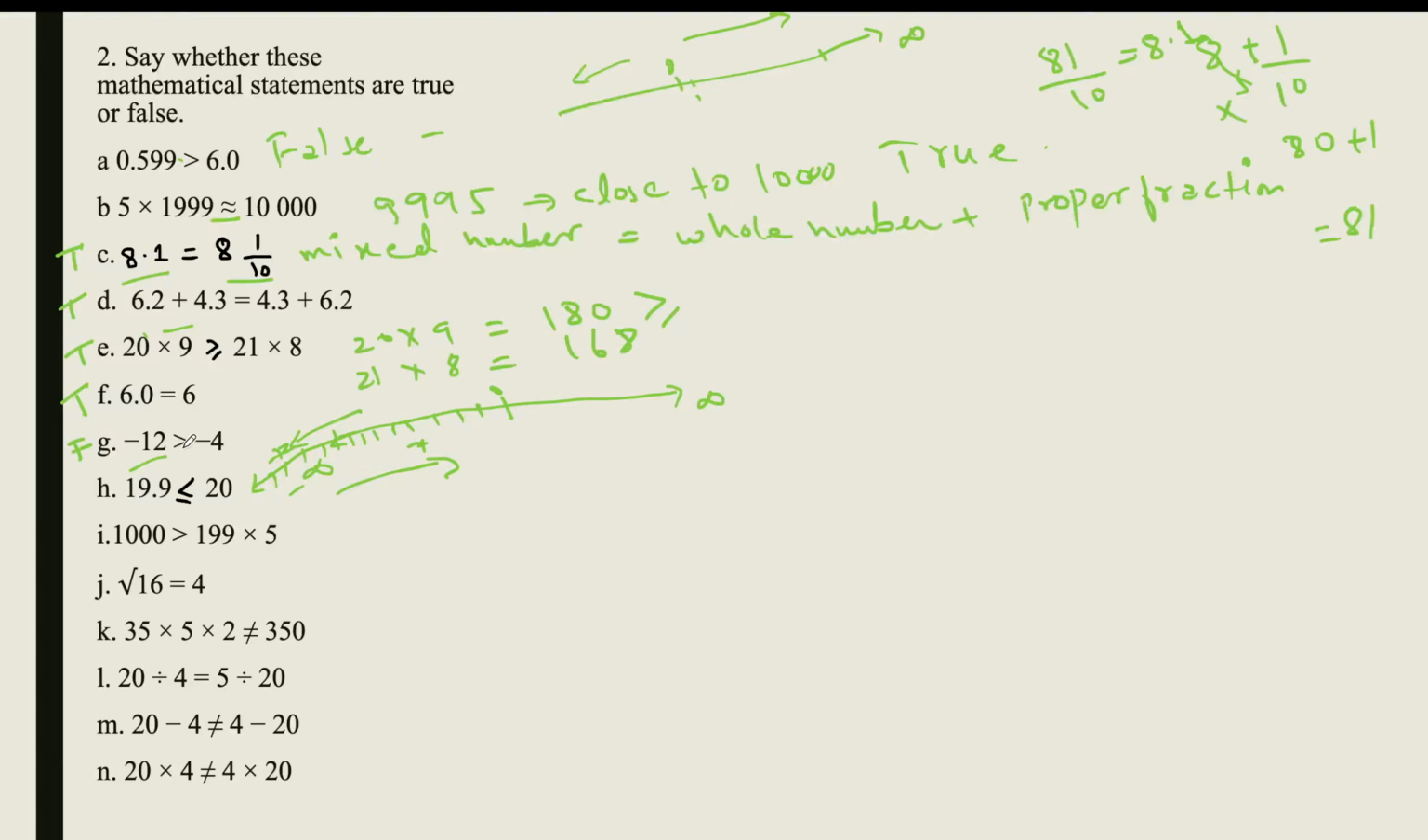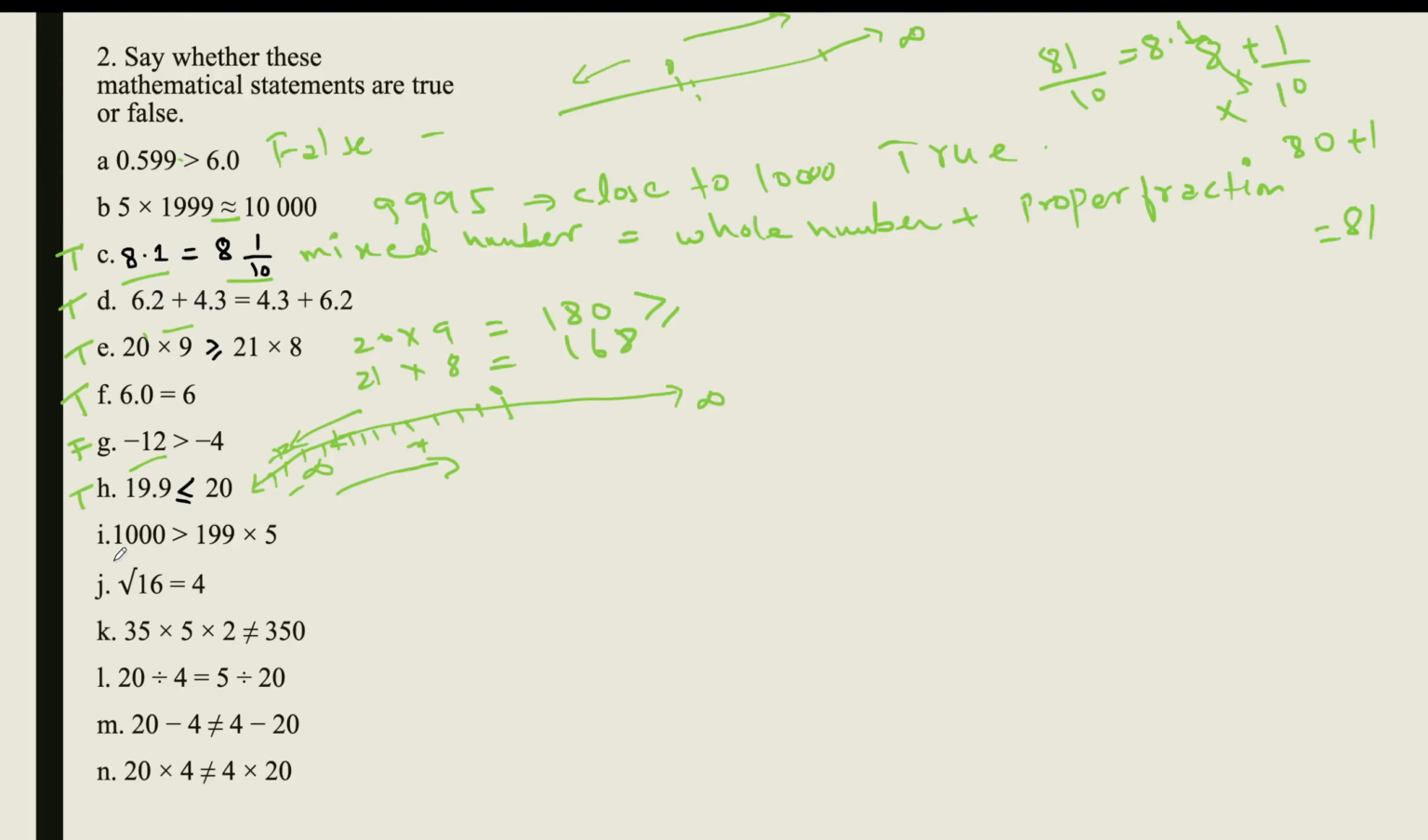Minus 12 is not greater than minus 4, but it is less than minus 4. The next part is that 19.9 is less than or equal to 20. That is completely true. It is approximately equal to 20, and 19.9 is less than 20. So therefore this is a true statement.